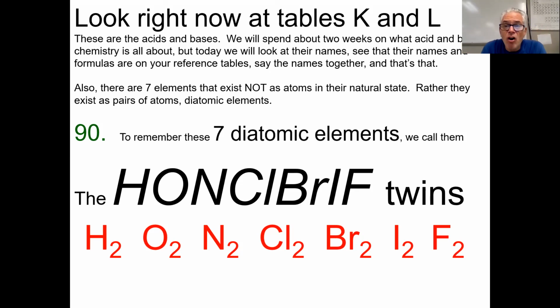There are 7 Hunkelbrief twins, the diatomic elements. When they are pure, like the nitrogen in the air, they are N2 molecules. Most of the air, 74% or so, is nitrogen. 20% or 18% is oxygen, O2, which is what we breathe. When I fill up a balloon with just hydrogen gas, it's H2. There are no H atoms, they're too unstable. Bromine, iodine, fluorine are also diatomic Hunkelbrief twins.